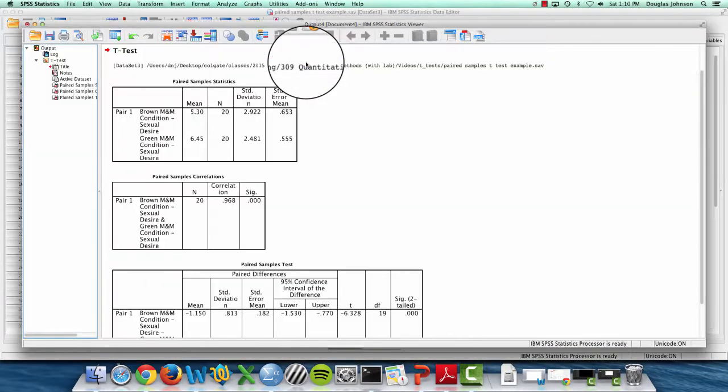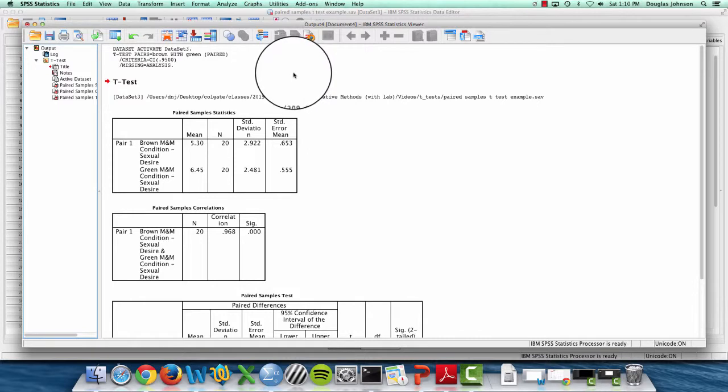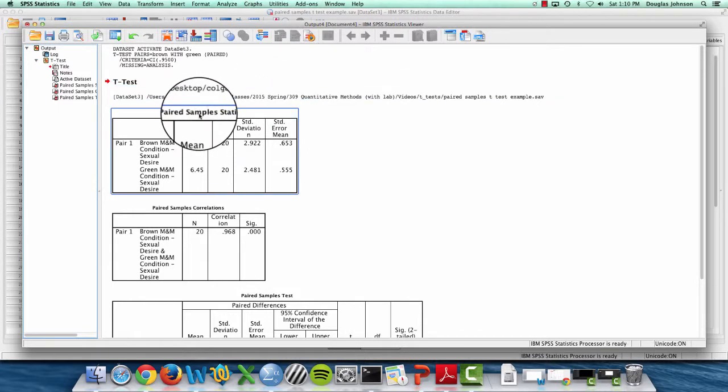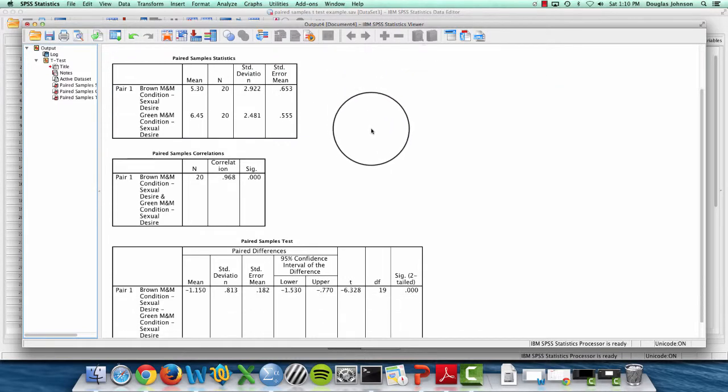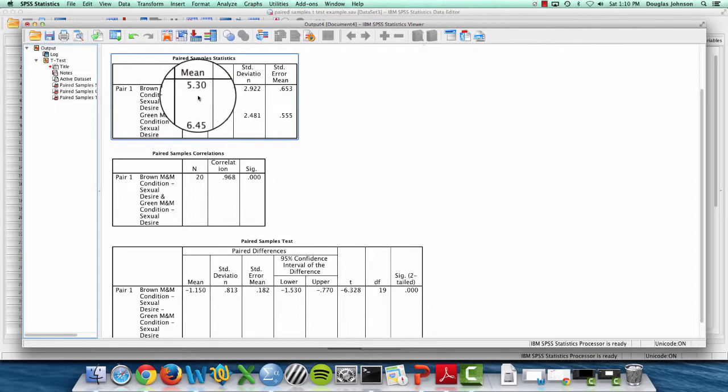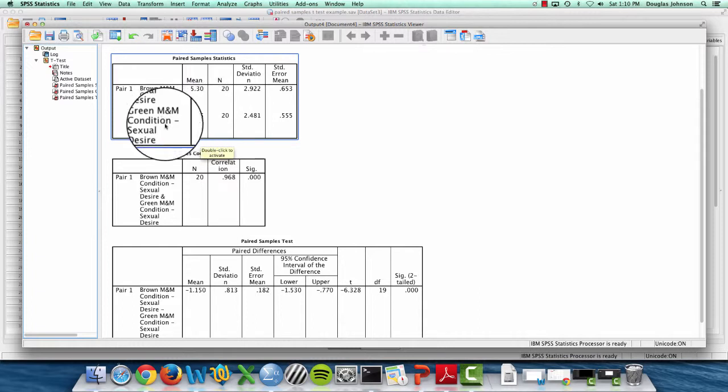We'll go over to our output. So now SPSS is telling us we're doing a paired samples t-test. The means actually are the same as what you just saw in the independent groups case, because in fact the numbers are the same for those two different conditions. We have a mean of 5.3 for the brown, a mean of 6.45 for the green.